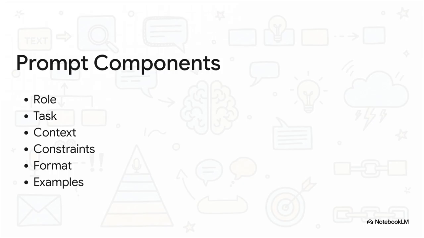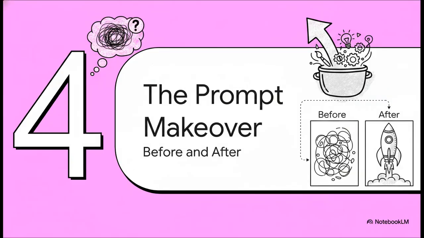Memorizing these 6 components is your repeatable formula for absolute AI success. Literally, the next time you sit down to type a prompt, just mentally check off these 6 boxes. If you do that, you're going to get an incredible result every single time. Section 4, the prompt makeover. Let's move on and see how this builds a dramatic, real-world before and after comparison.